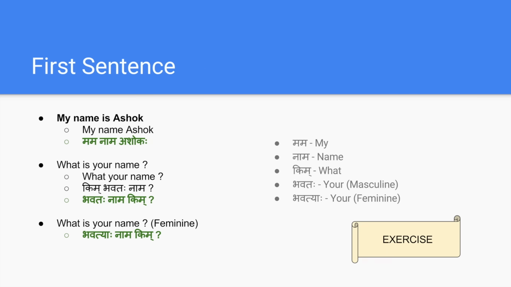Okay, let's get started with the next section. In this section, we will learn very important pronouns, which are used more frequently in Sanskrit. So in English, they are called he, she, and that, and the same is called saha.